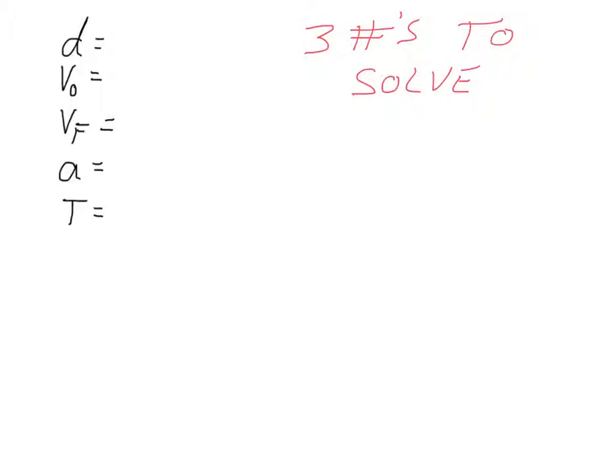Okay, once we get our 3 numbers, we're going to put them in our column next to the letters that they represent. So if we're doing a problem where a car starts from rest, we would know its initial speed would be 0 meters per second. And the problem might say the car drives 100 meters, so that would be a distance. And it's going to accelerate 5 meters per second squared.